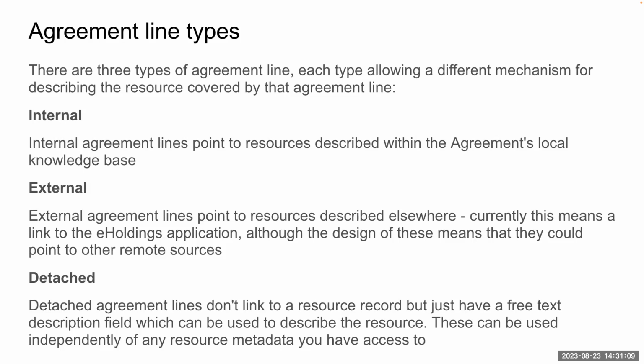And finally, we have what's called a detached agreement line, and a detached agreement line doesn't have a resource record, but has a description. You can type in a free text description of whatever you want. You could write in a package name, or you could write in a journal name, but basically you're doing lightweight work yourself to say, this is an agreement line for this resource. So those can be used independently of any resource metadata you have access to.